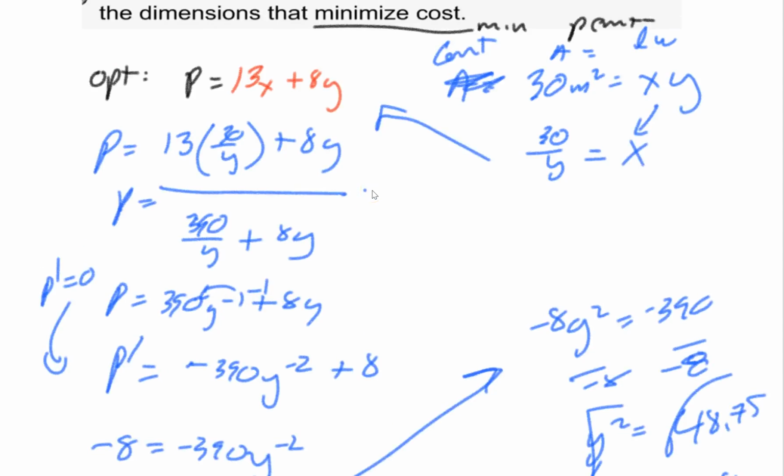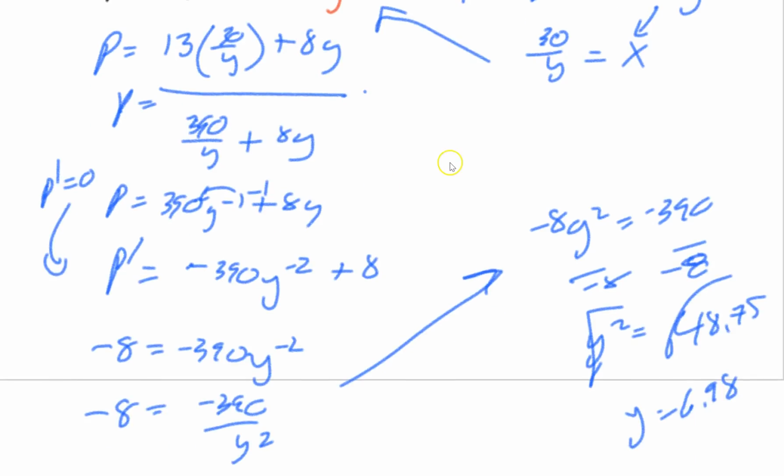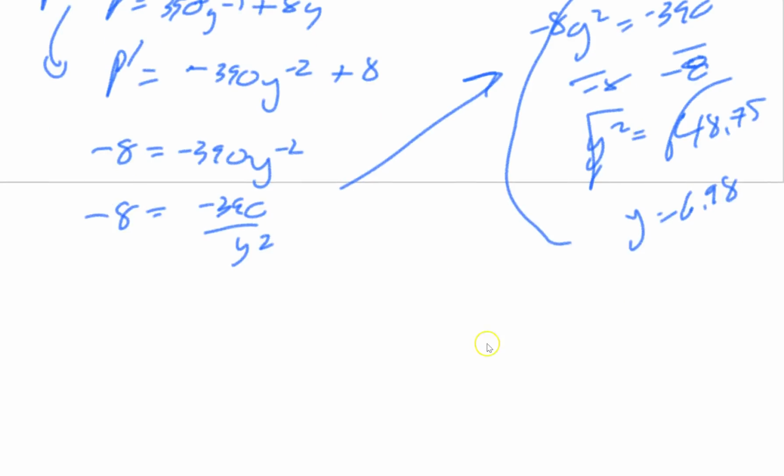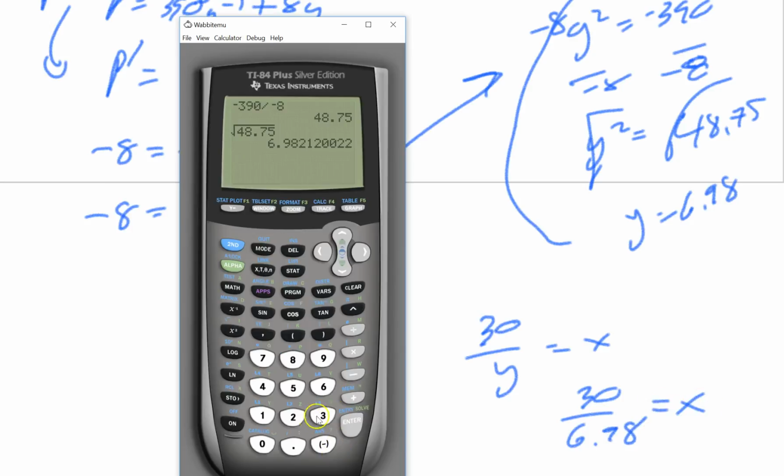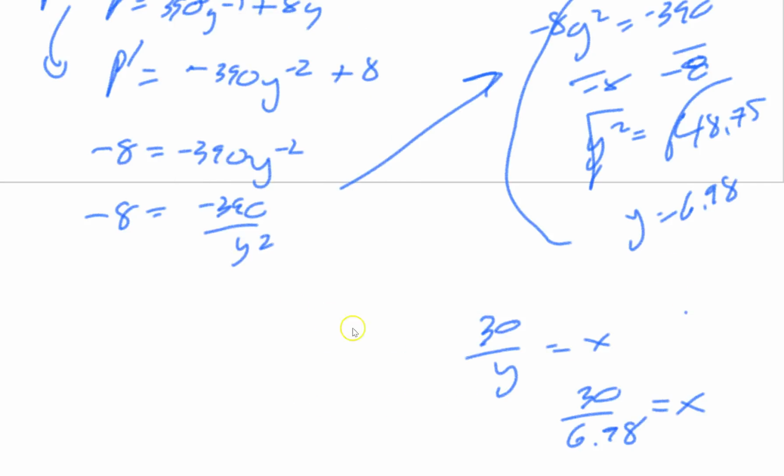It wants the dimensions of minimal cost, so I still have to find the x. That's easy enough. Just plug it back into the equation you have for it. To find my x, it's 30 over y equals x. So it's 30 over 6.98 equals x. Which means we're going to get 4.30, if you round it to 3 decimal places. So my dimensions are 4.3 times 6.98.